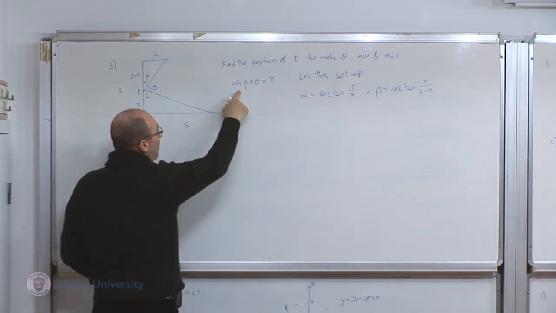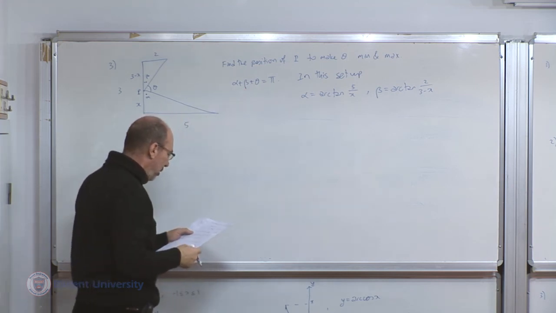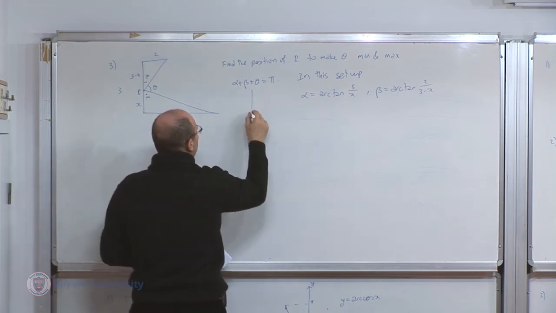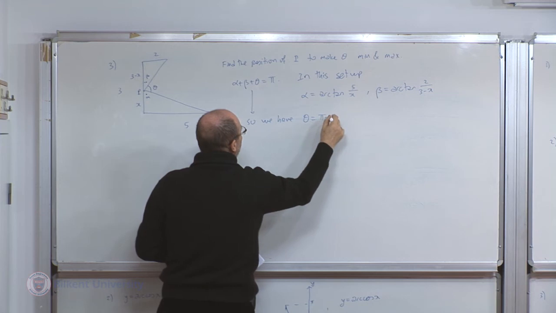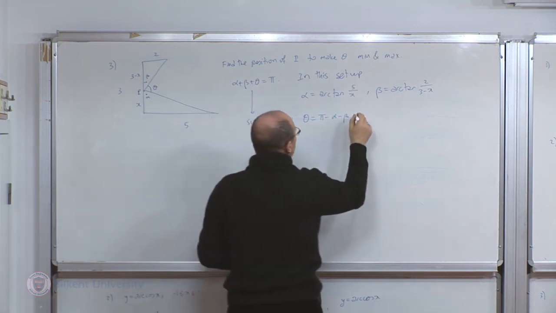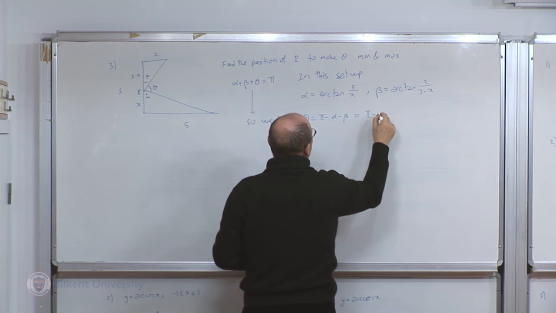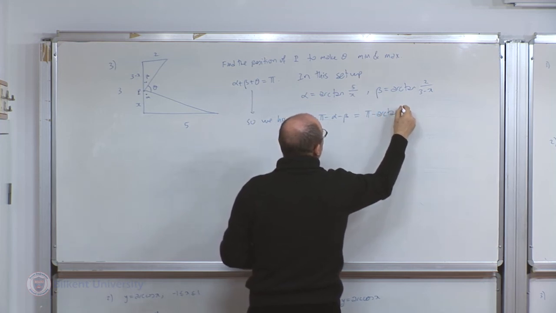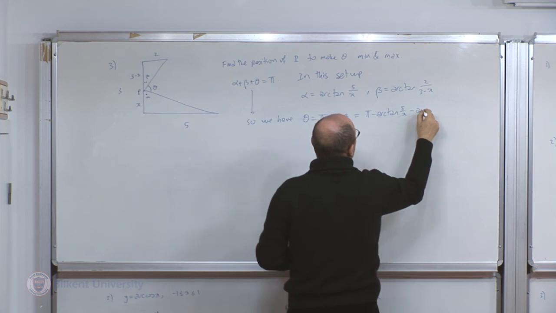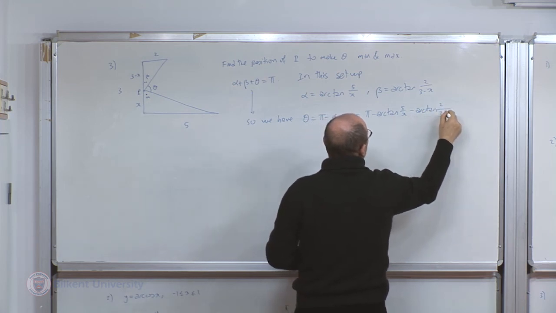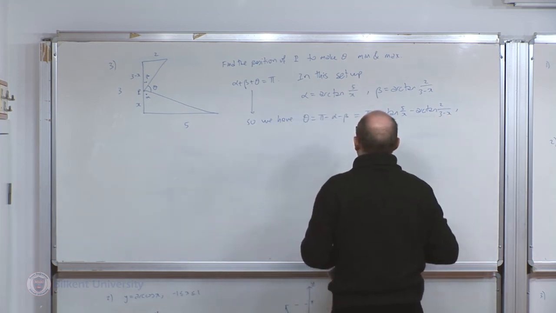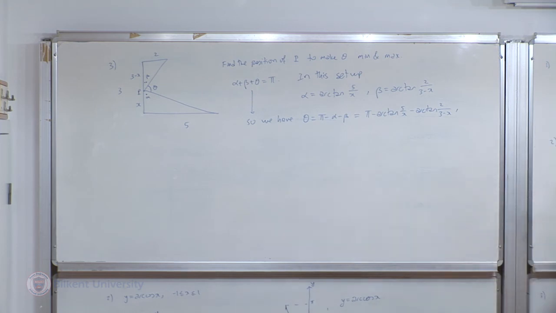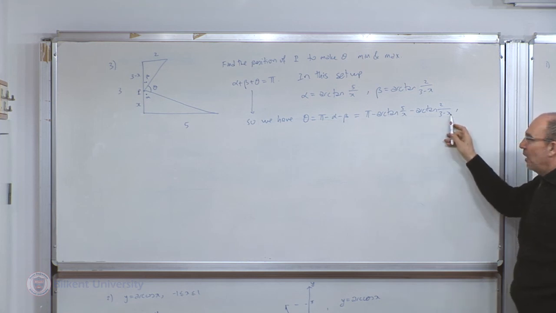Okay, and I have this equation. So we have theta is equal to pi minus alpha minus beta. Okay, so that is equal to pi minus arctangent 5 over x minus arctangent 2 over 3 minus x. So I have an expression here, and this expression makes sense for all values of x except when x is 0 and x is 3.